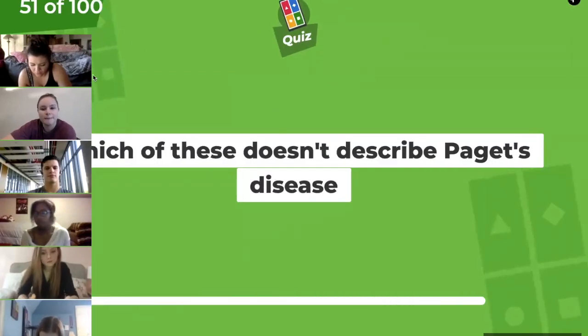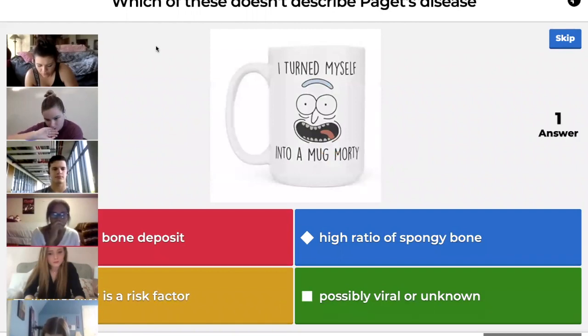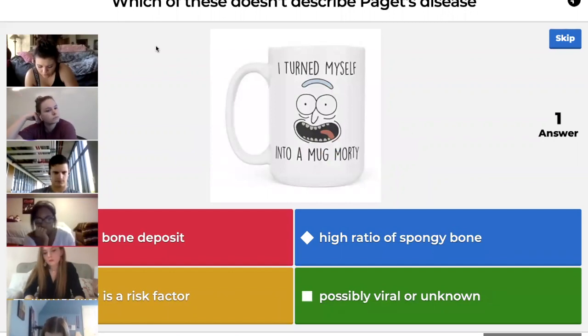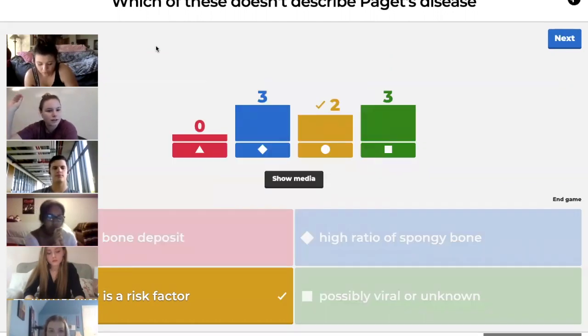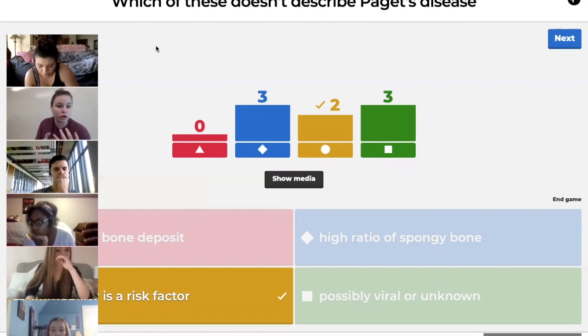All right, which of these doesn't describe Paget's disease? Does anyone like Rick and Morty? It's funny. I turned myself into a mug, Morty. Okay, so immobility is not a risk factor. Paget's disease is haphazard bone deposit. So we woke up really late and we have to run. We have to go find everything we need and run out of the house. And so maybe we forgot to put on deodorant or brush our teeth or get our textbook, right? We're really frantic. And so we have that haphazard bone deposit. So our ratios are really off. We don't actually know why it happens. It could be viral. We don't super know.